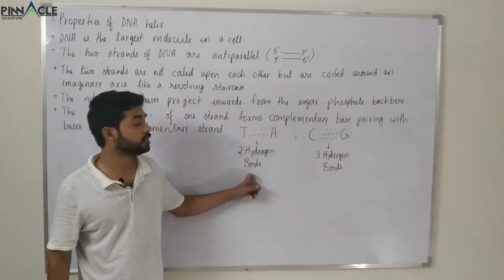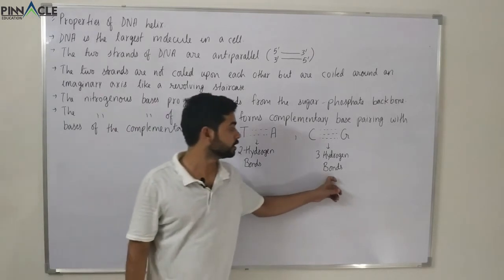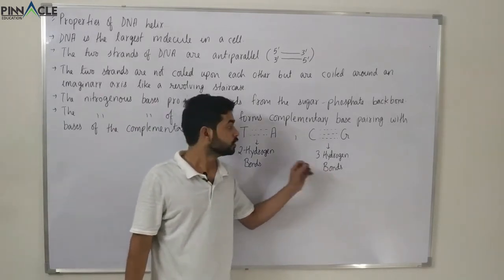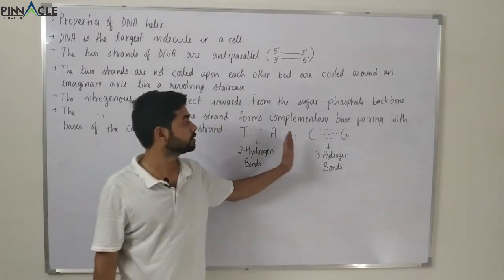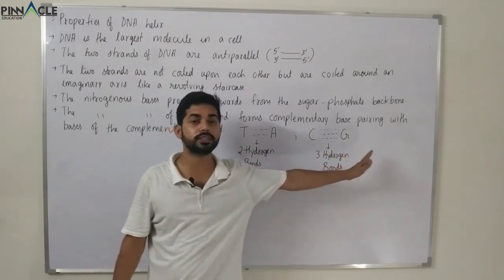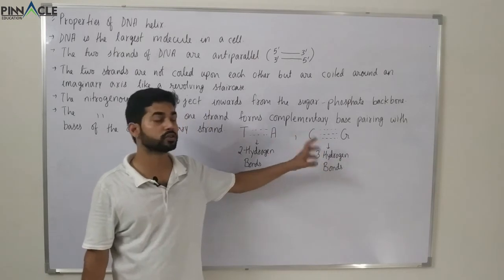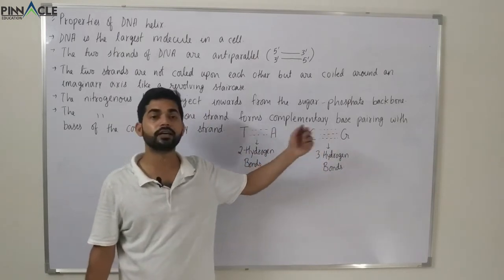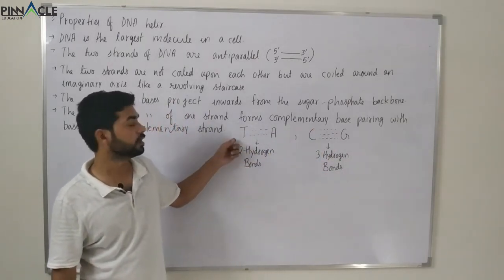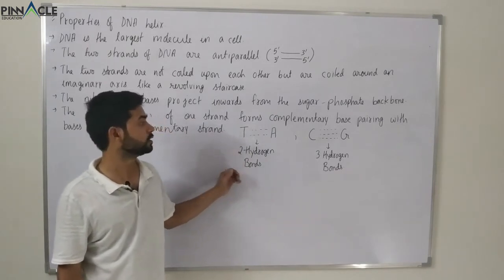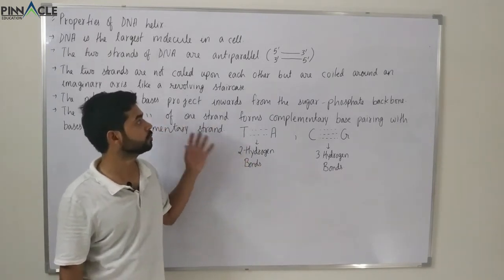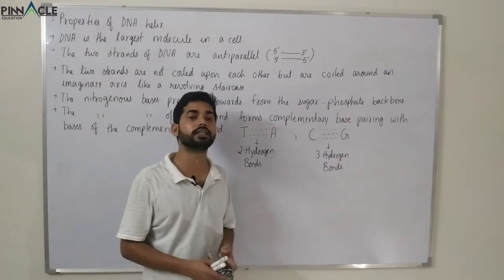Since here only 2 hydrogen bonds are present and here 3 hydrogen bonds are present, it is but natural that it is difficult to break C from G. That is, the cytosine and guanine hydrogen bonding will be stronger and it will melt at a higher temperature, and A and T will separate at a lower temperature. So these are the normal properties of the DNA strand.